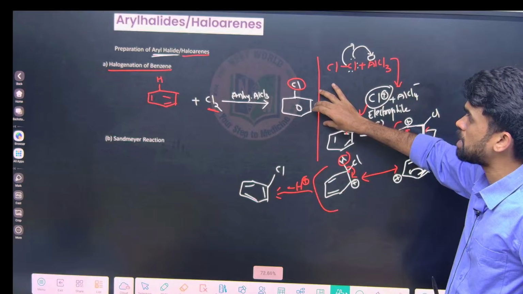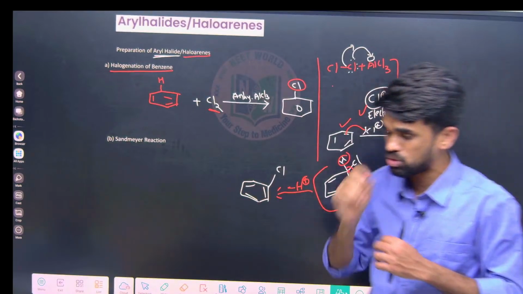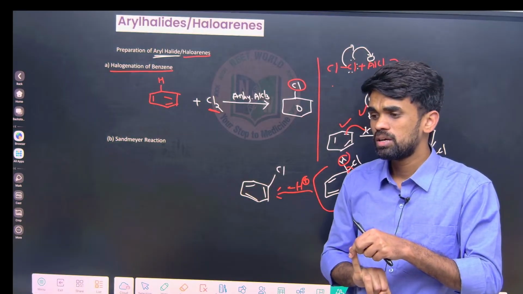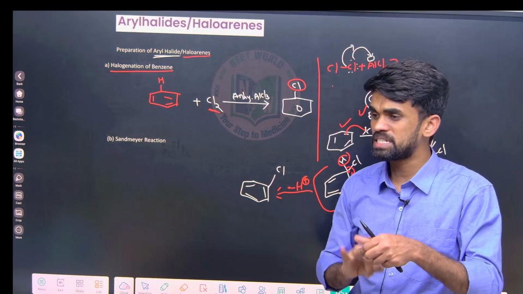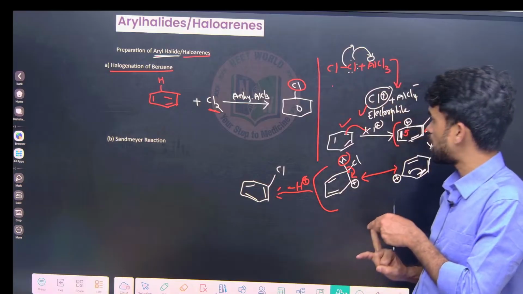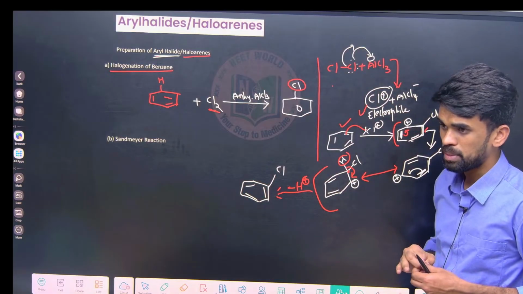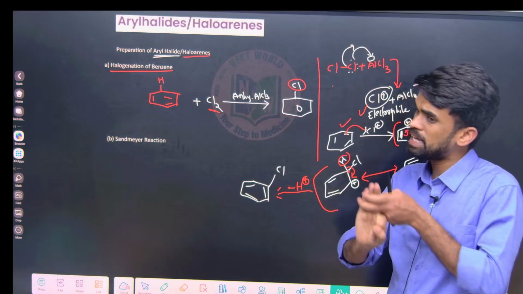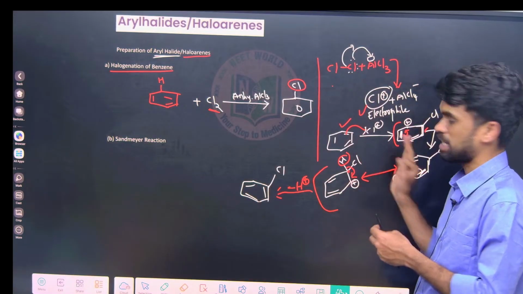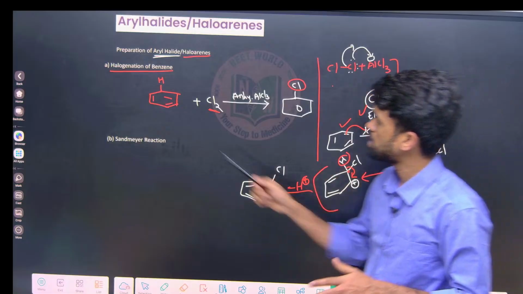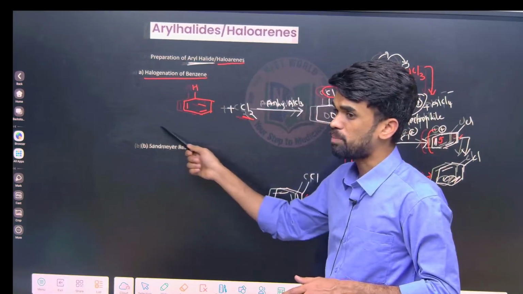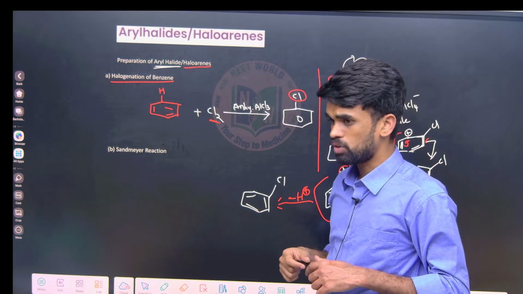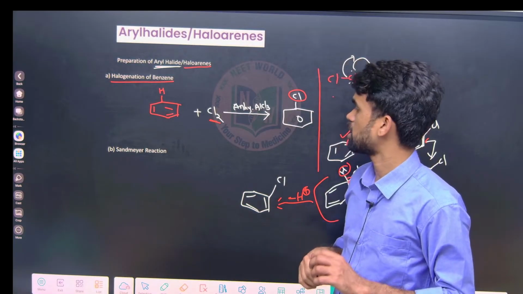Now how many steps are there in aromatic electrophilic substitution? 3 steps. First step is generation of carbocation. Second step, formation of sigma complex or attack of the electrophile. Then the third step is deprotonation to regain the aromatic nature of that ring. These are the 3 steps. This is done now up to halogenation. What mechanism did I tell you here? Aromatic electrophilic substitution reaction mechanism.